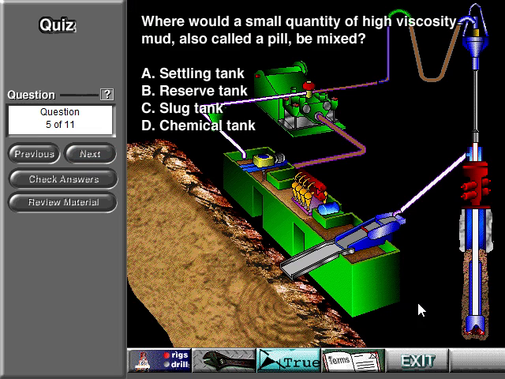Where would a small quantity of high viscosity mud, also called a pill, be mixed? A. Settling tank. B. Reserve tank. C. Slug tank. D. Chemical tank. That's right. A pill is often mixed in the slug tank.